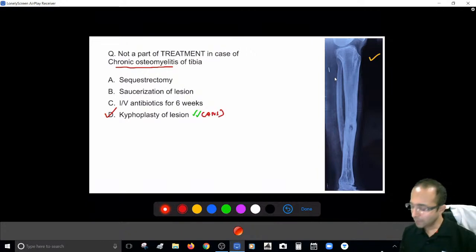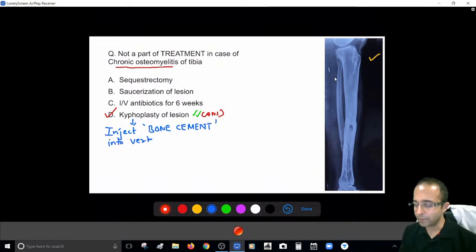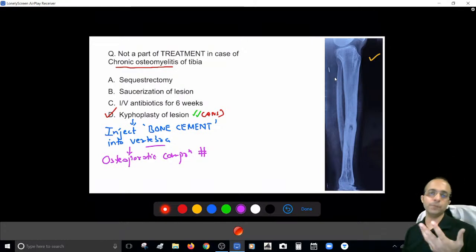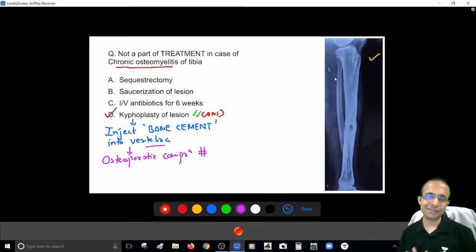Perfect. See, what is kyphoplasty? Here you inject a compound called bone cement. This is injected into a vertebra. The idea behind this surgery is to treat an osteoporotic compression fracture in the vertebra. So this is a surgery meant for osteoporotic compression fractures, not osteomyelitis.